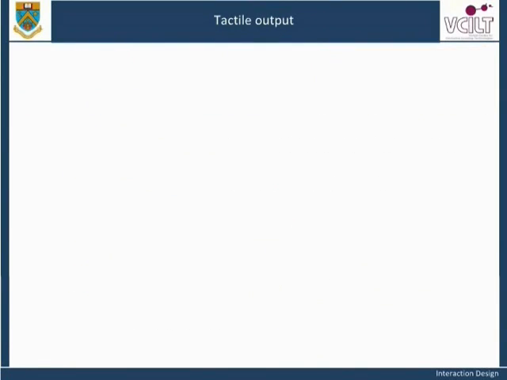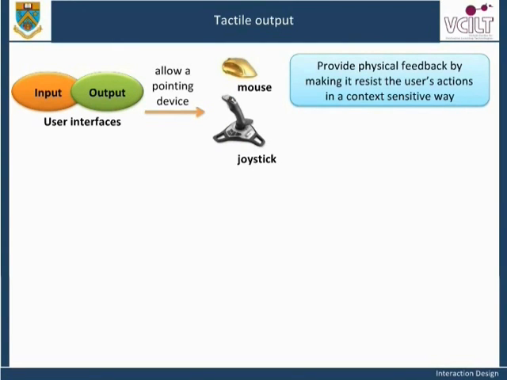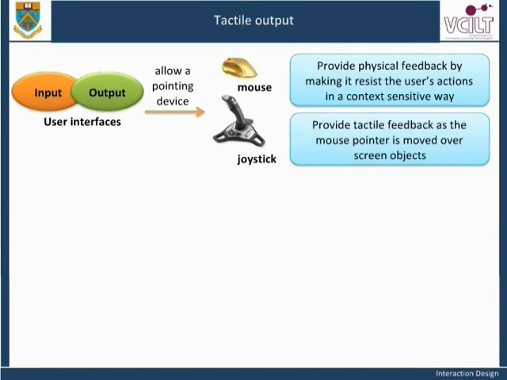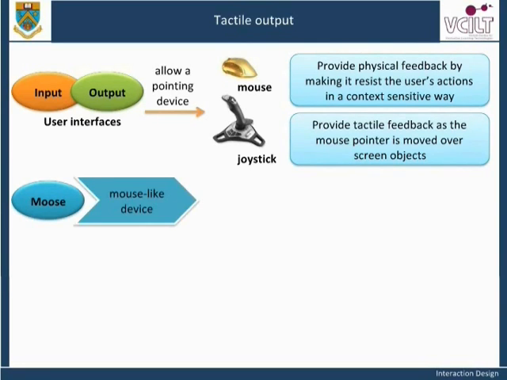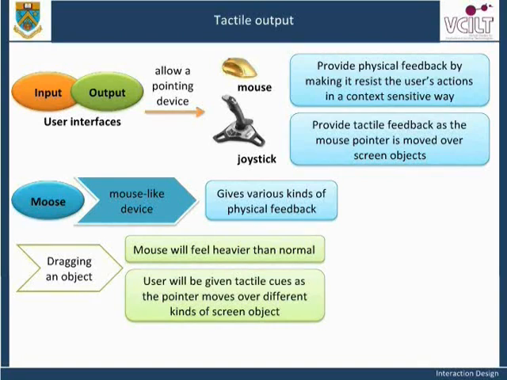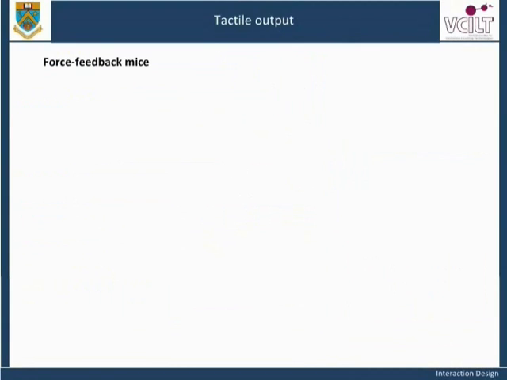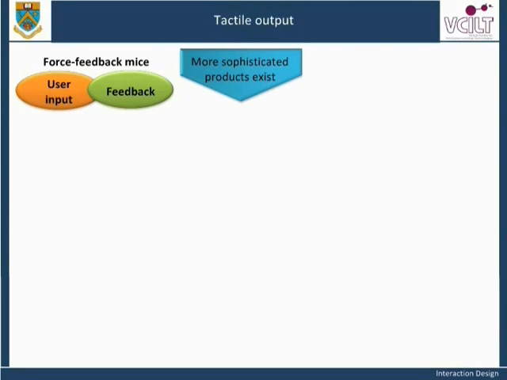A simple but effective way of combining input and output for user interfaces has been to allow a pointing device, such as a mouse or joystick, to provide physical feedback by making it resist the user's actions in a context-sensitive way and provide tactile feedback as the mouse pointer is moved over screen objects. For example, the Feelit mouse is a mouse-like device that gives various kinds of physical feedback. If the user is dragging an object, the mouse will feel heavier than normal, and the user will be given tactile cues as the pointer moves over different kinds of screen object. For instance, moving across the edge of a window could produce a click sensation. Such force feedback mice are a relatively simple way of combining user input and feedback, but more sophisticated products exist.